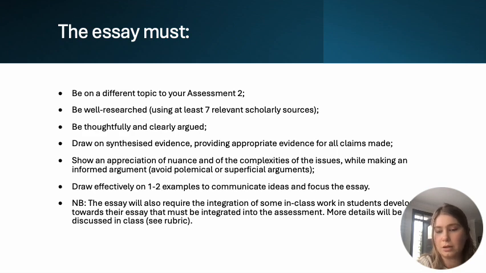It of course must be thoughtfully done, so part of that requires you to interpret those prompts, be thoughtful about your approach and really clear about your approach, of course. It must draw on synthesized evidence and use that to appropriately support any claims you have. It must show an appreciation for the nuance within each prompt, or the sources that you include, by exploring some of those complexities found in the concepts of these issues, whilst also making a really clear argument, because it is an essay, and that's its nature.